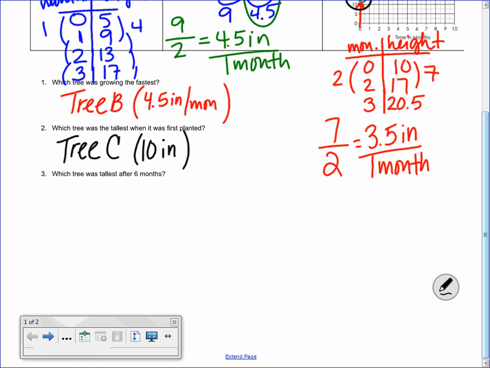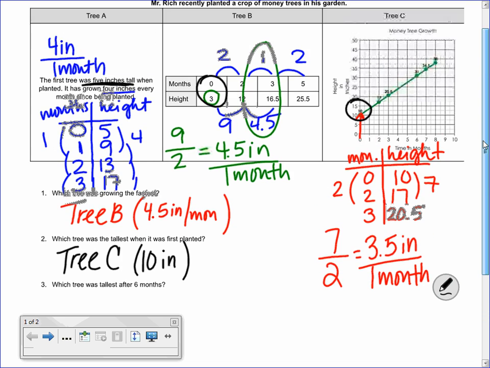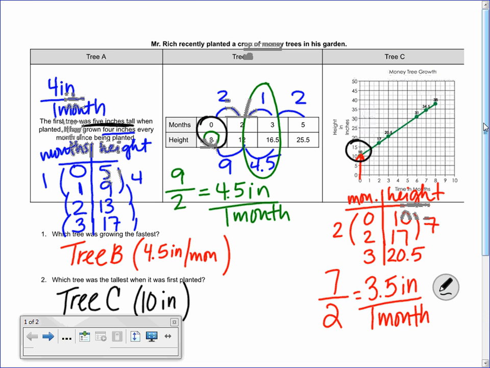Now, this third question really hits these function rules. So, taking it back a step, for the rule for tree A to figure out its height, we have to figure out how I'm getting 0, 5, 1, 9, 2, 13. And this is going to help us going into the next chapter. I know I'm multiplying by my constant rate, and then I need to add that 5 that it originally was when it was planted, and it will give me my height.